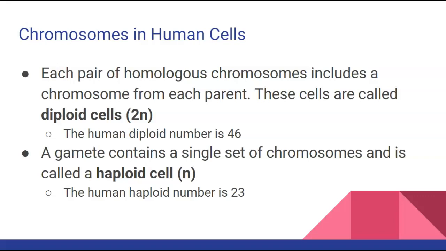That is not the same for other species, but for humans, which is what we're going to focus on, our diploid number is 46. Because gametes only contain a single set of chromosomes, they are considered haploid cells. So diploid is 2 sets, haploid is 1 set. The human haploid number is 23, right? This makes sense. 23 is half of 46. A haploid cell has half the amount of chromosomes of a diploid cell.